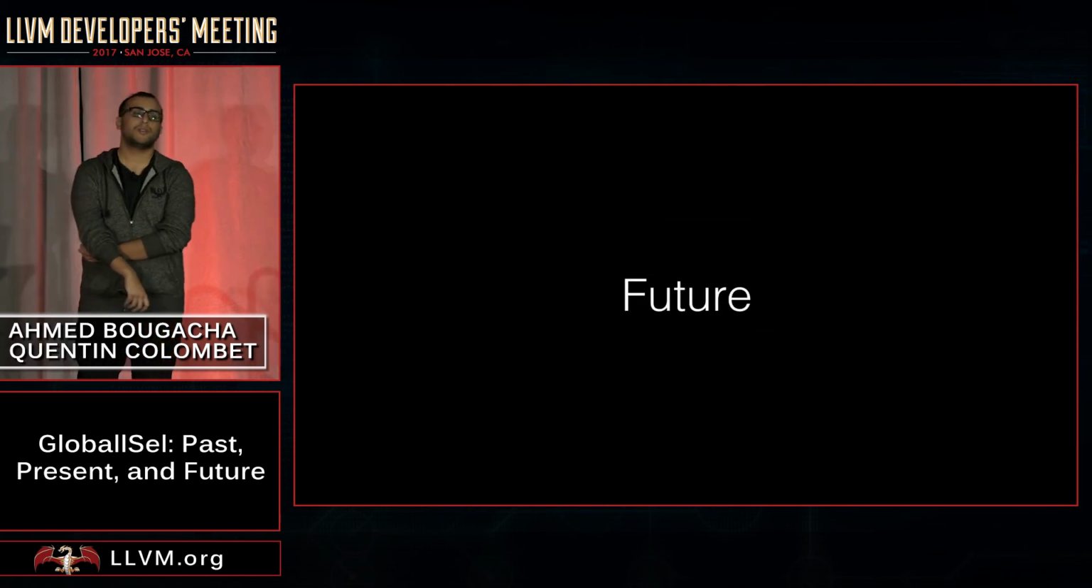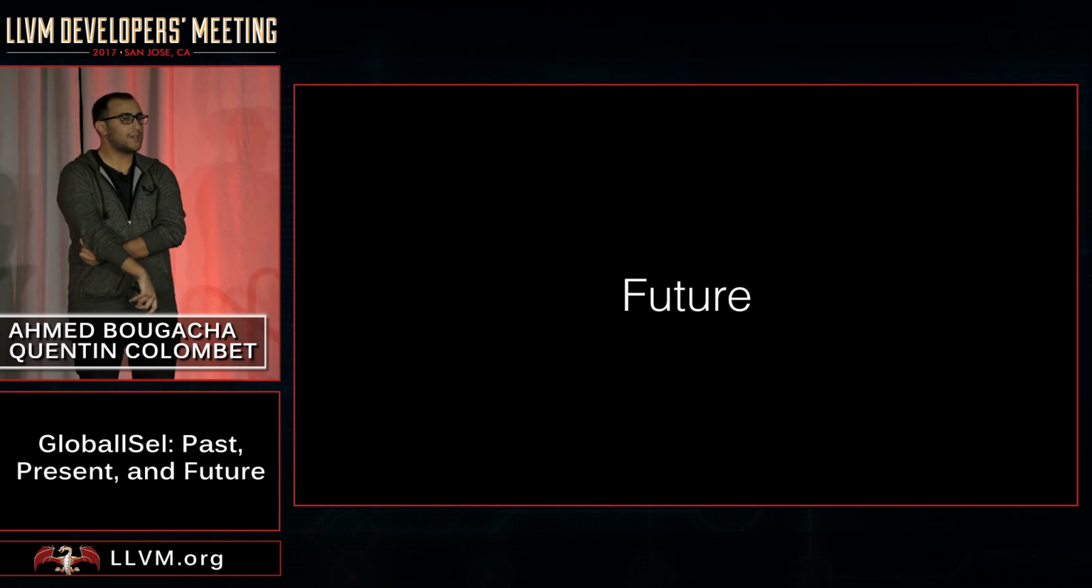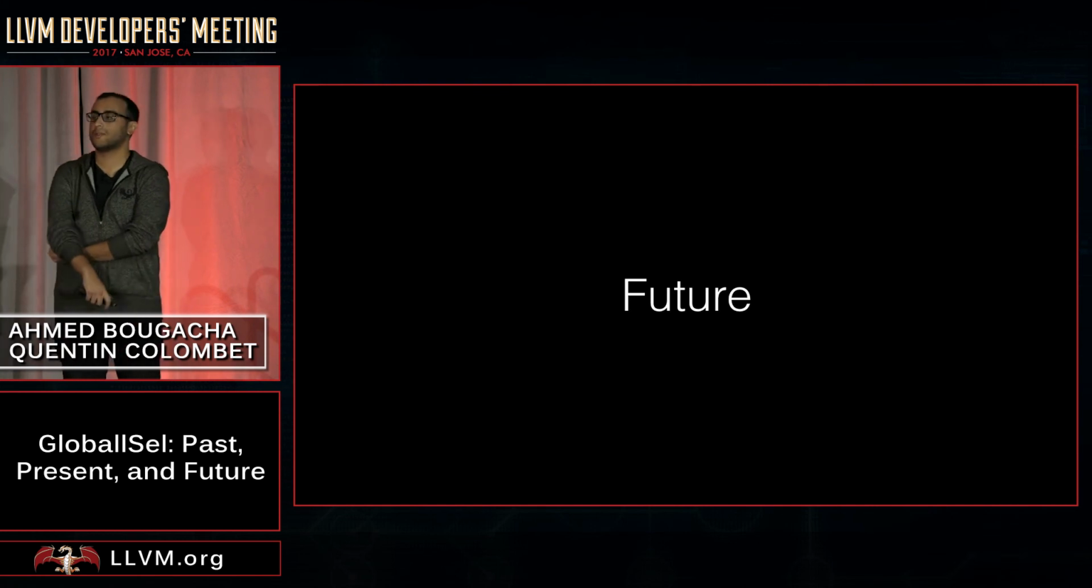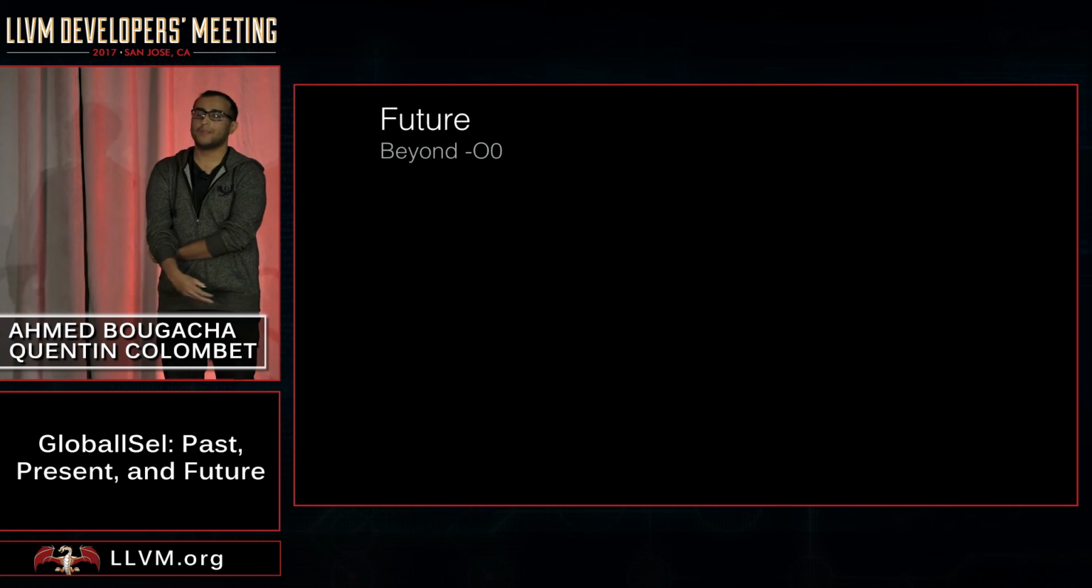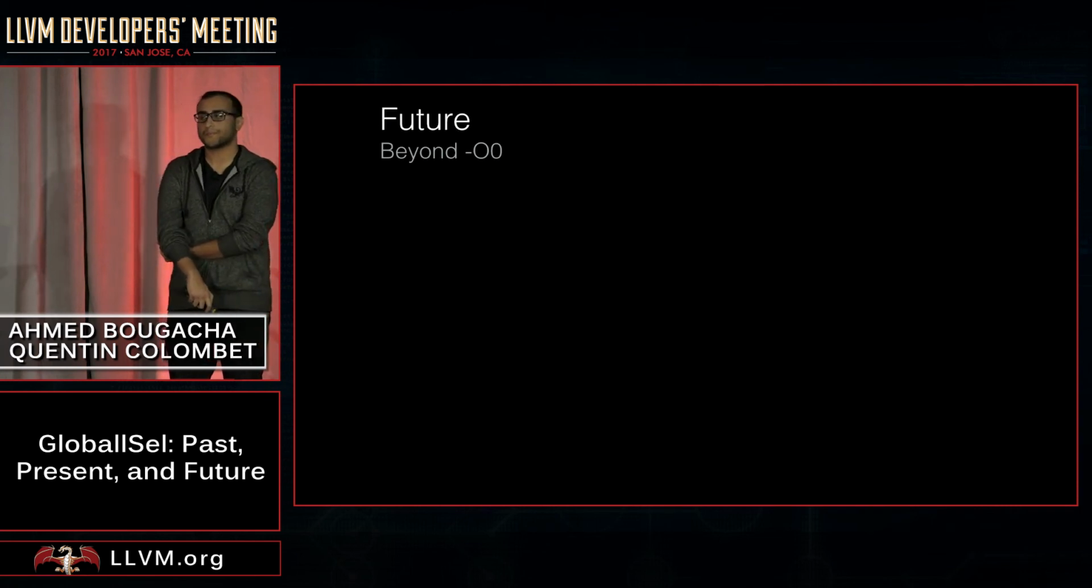So now, how do we go forward from here? We think that the numbers right now are good enough that we can consider switching the default for ARM64 at O0. ARM64 because it's the one where we actually have the most support right now. But beyond that, there are lots of things that we need to do.